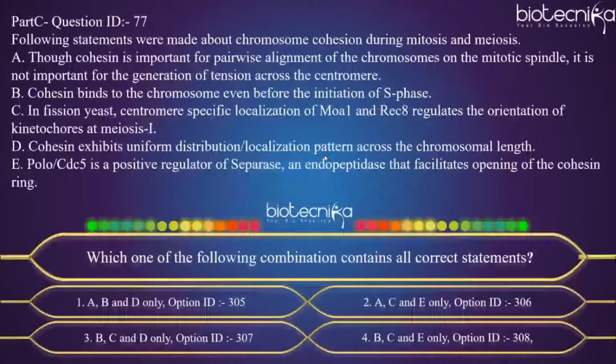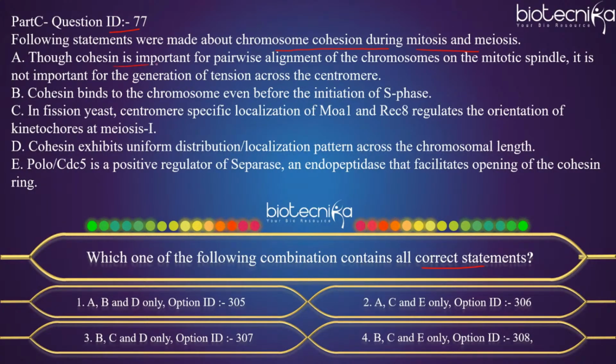So let's start with our discussion. So the first question was from part C. I have gone ID wise. So this is a part C question that was asked in shift 1. Following statements were made about chromosome cohesion during mitosis and meiosis. These are statement based questions. You have to find out which ones are the correct statements. So let's see the statements first.